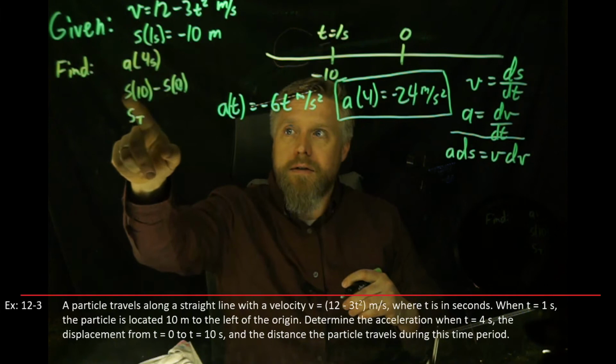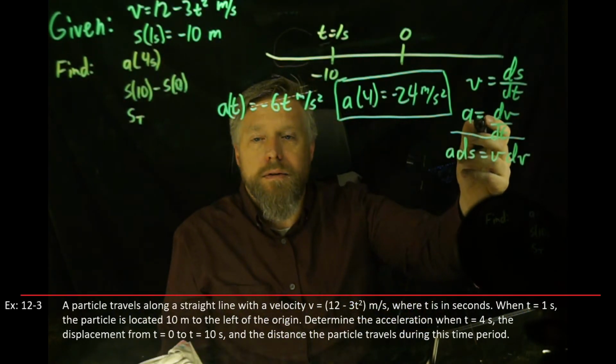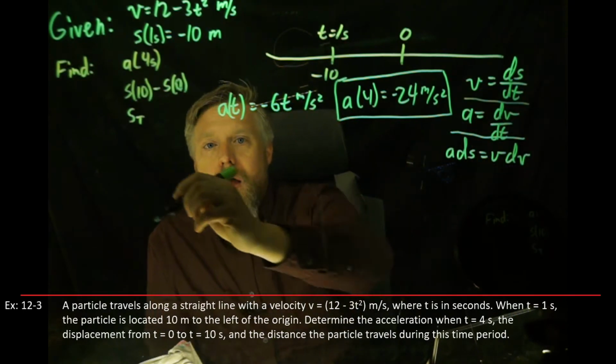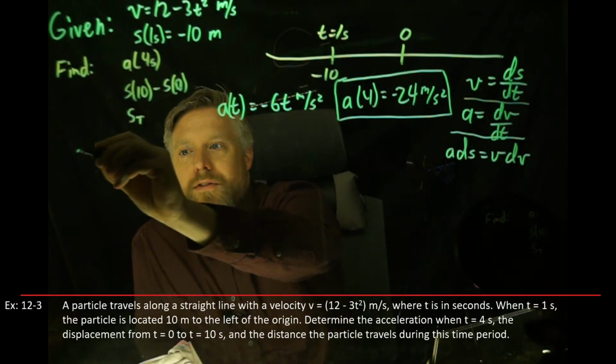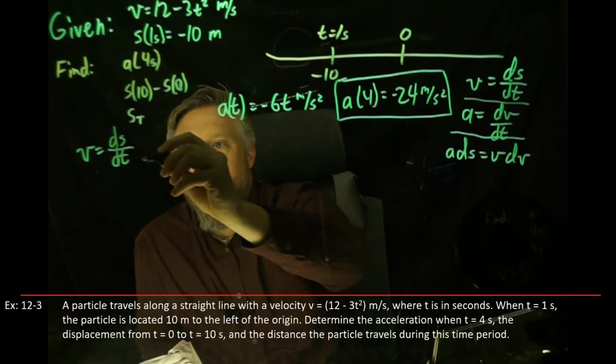Well, we need s. We have v and t. Which of these three equations has those three variables? The top one, v, s, and t. That's the one we're going to use. So I'll go ahead and throw it up here. Velocity is equal to ds/dt. OK, well, that's the derivative.